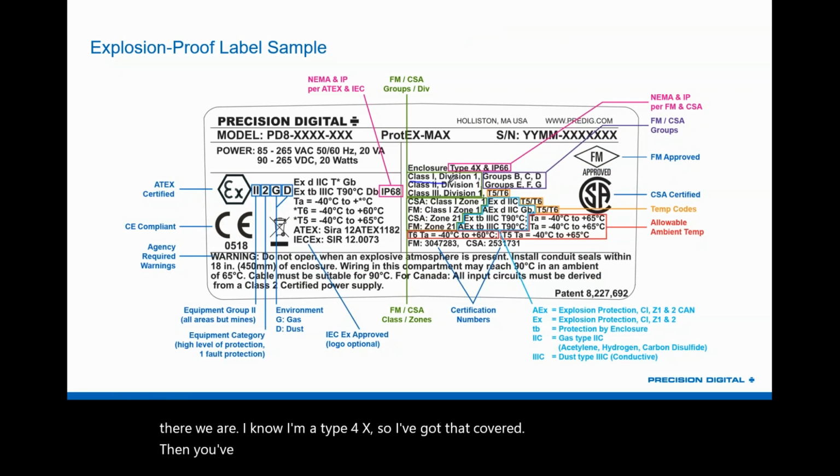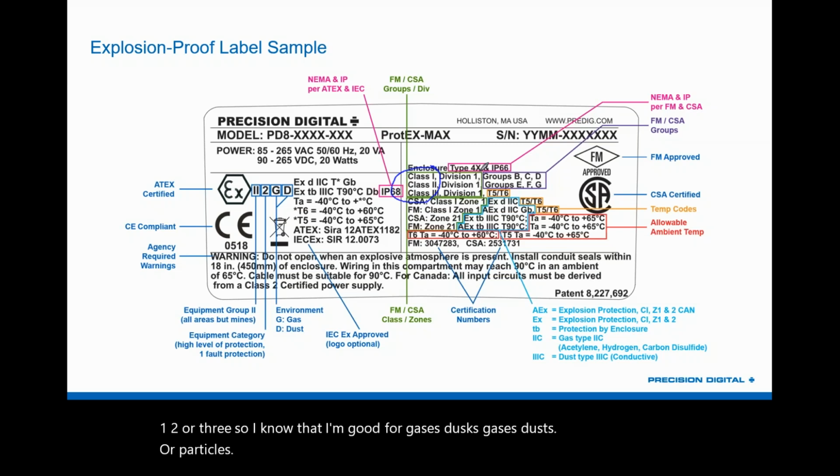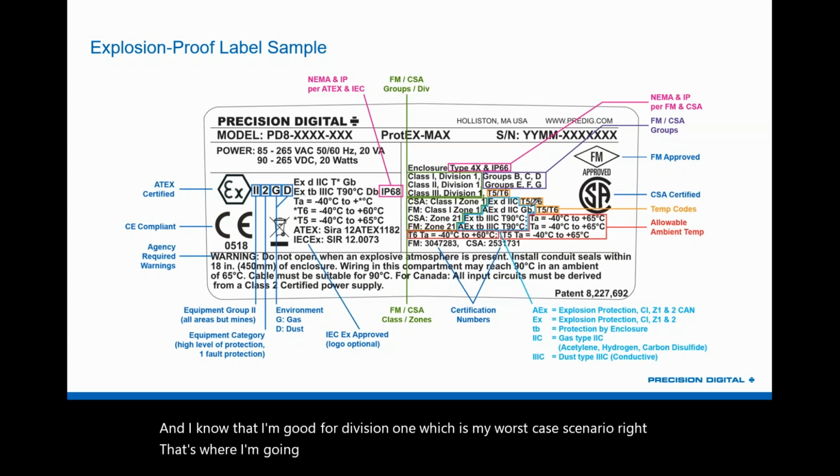Then you've got your different classes and divisions. Now, this product is approved for multiple classes and divisions. So I'm good for class 1, 2, or 3. So I know that I'm good for gases, dusts, or particles. And I know that I'm good for division 1, which is my worst case scenario, right? That's where I'm going to have flame present on a regular basis. It's expected that I'm going to have hazardous material.